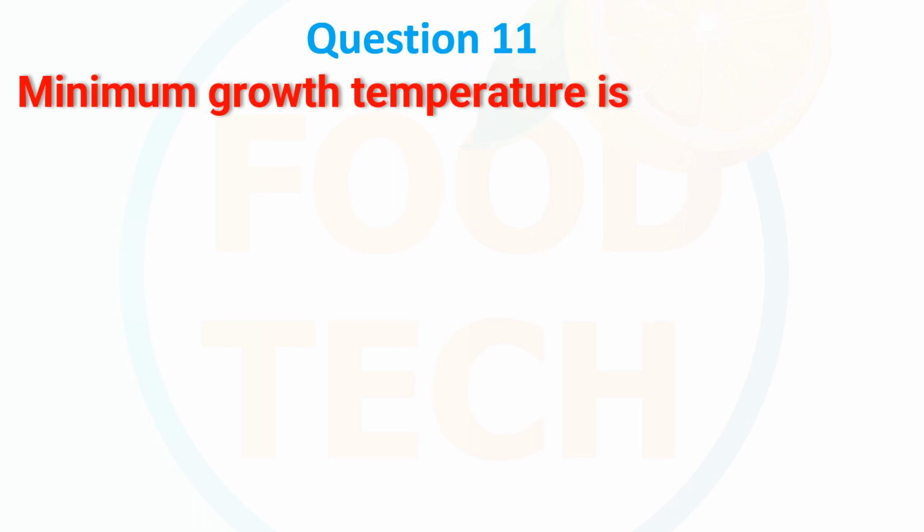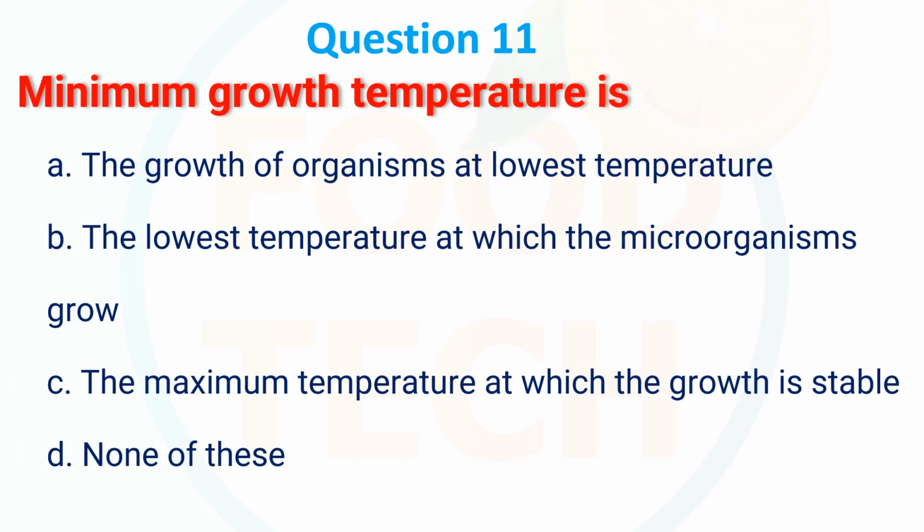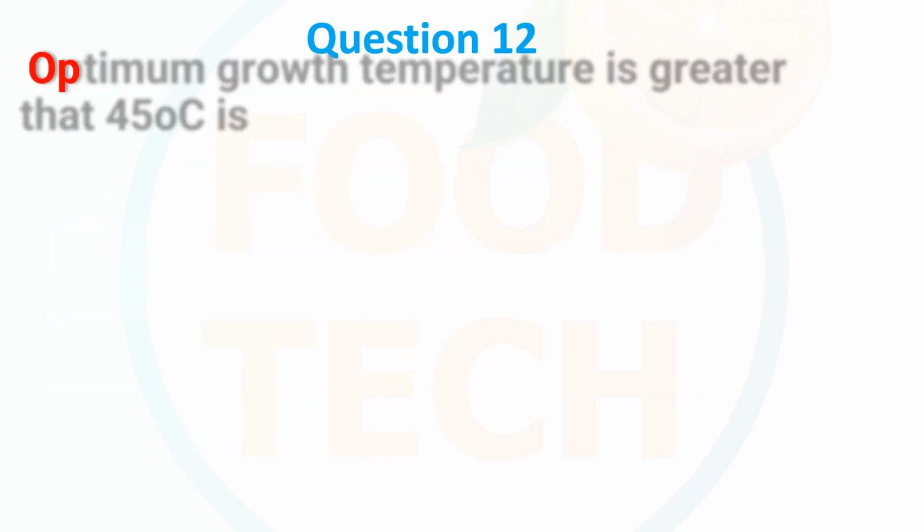Minimum growth temperature is A. The growth of organism at lowest temperature, B. The lowest temperature at which microorganisms grow, C. The maximum temperature at which the growth is stable, D. None of this. The answer is B. The lowest temperature at which the microorganisms grow.